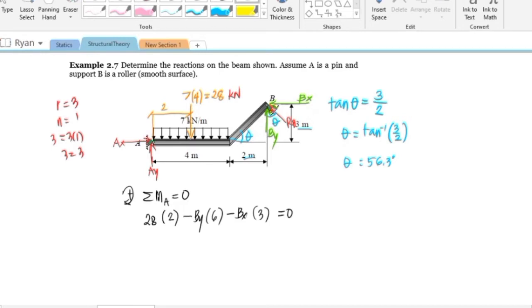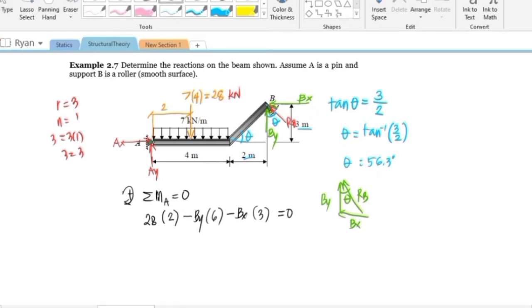Now, kung makikita natin dito, if this is angle theta, ito yung part na to, this is also angle theta since RB is perpendicular to our beam. And if we are going to isolate the reaction at B, so this is RB, then this side here is the BY, and this side is the BX, and this is the angle theta. So makikita natin dito that the BY is the adjacent side of the angle theta and the BX is the opposite side of the angle theta.